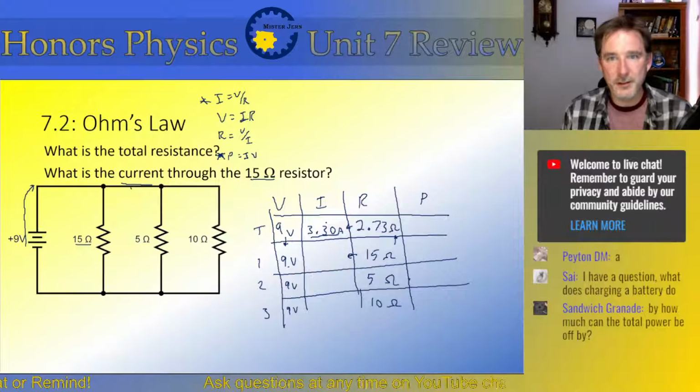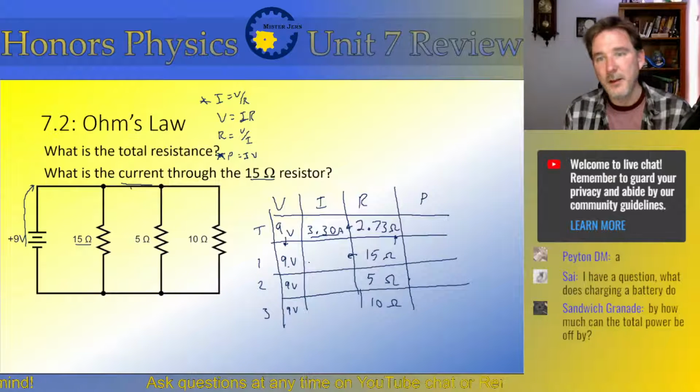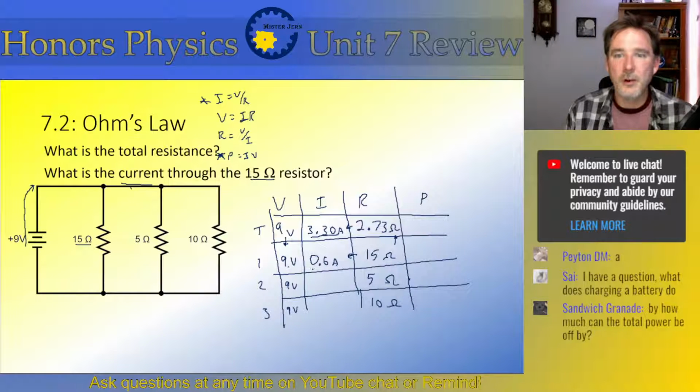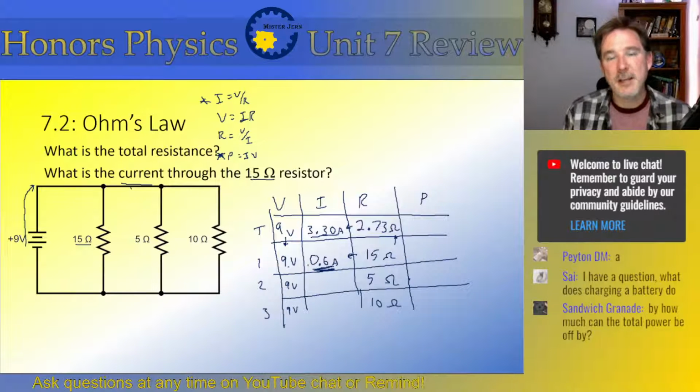So current is voltage divided by resistance, so I go 9 volts divided by 15. I just wasted time. Now, if you're on a test, use your judgment how you want to proceed with this. So there's my answer. I just found my answer right here. Okay, so that's the answer to the second question. I could be done now.